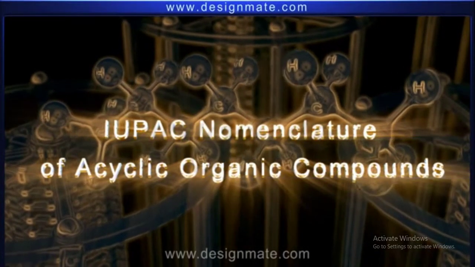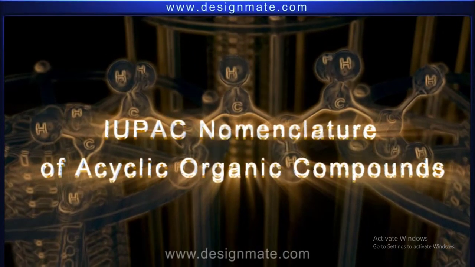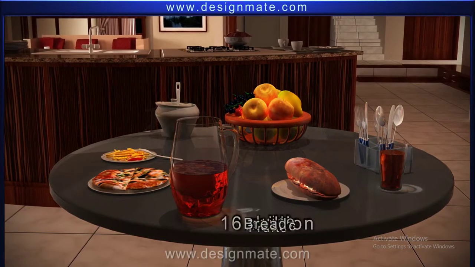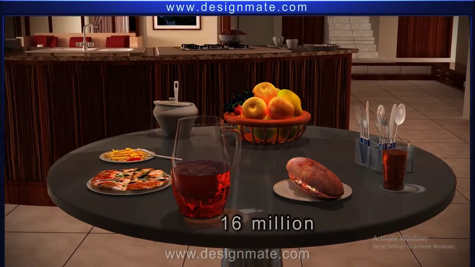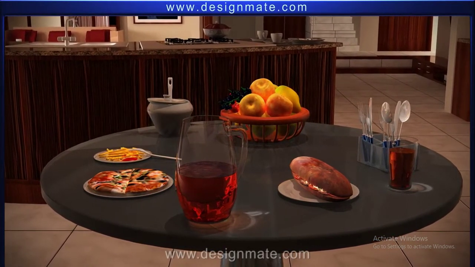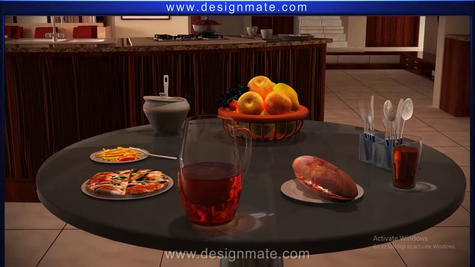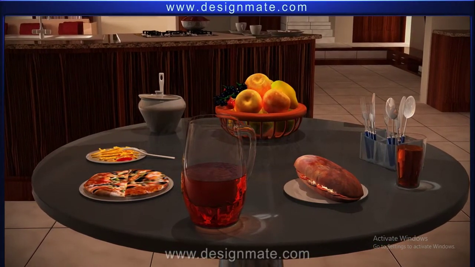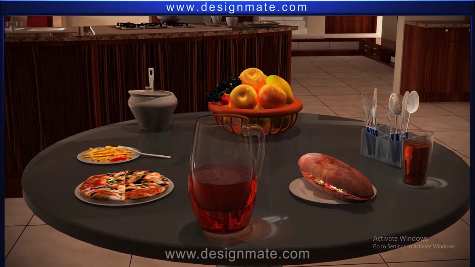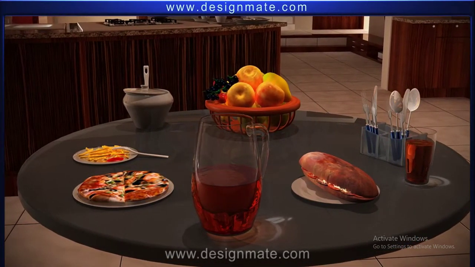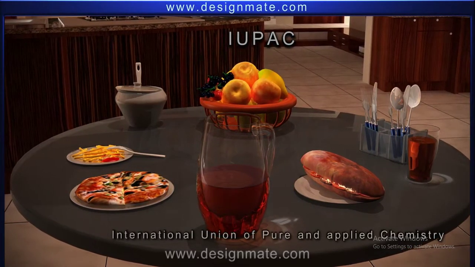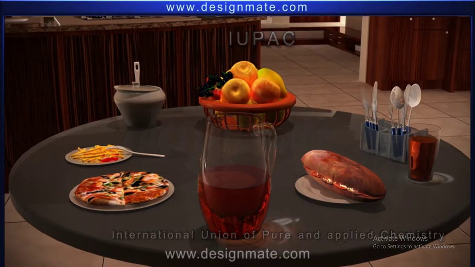IUPAC nomenclature of acyclic organic compounds. Approximately 16 million organic compounds are known to chemists to date. This baffling number led to a lot of confusion in the past when it came to identifying them individually. This led to setting up a system of nomenclature by the Union of Organic Chemists, known as the IUPAC, which stands for International Union of Pure and Applied Chemistry.